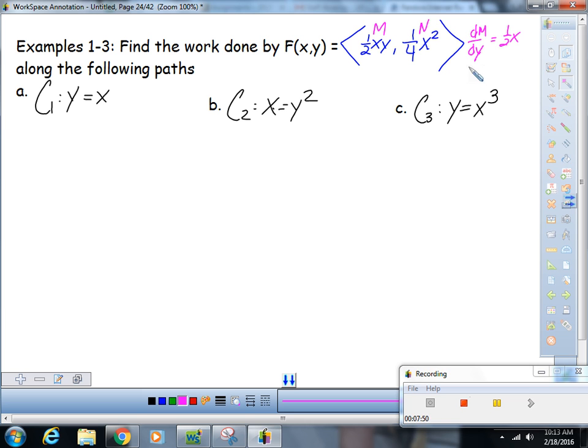1/2 x. And what is our dn dx? And so now we've shown that it's conservative, okay?